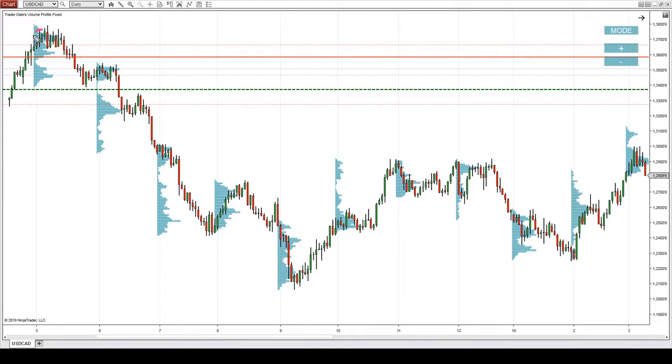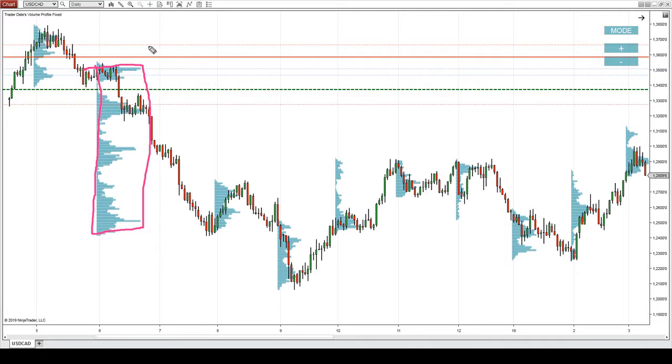As you can see, there's a sort of double distribution profile, and afterwards you can see that the volumes are shifting downwards. The main volume clusters are shifting downwards. And actually, let me merge this profile with this one. And this is one big thin profile. It is a sign of strong sellers pushing the price downwards.